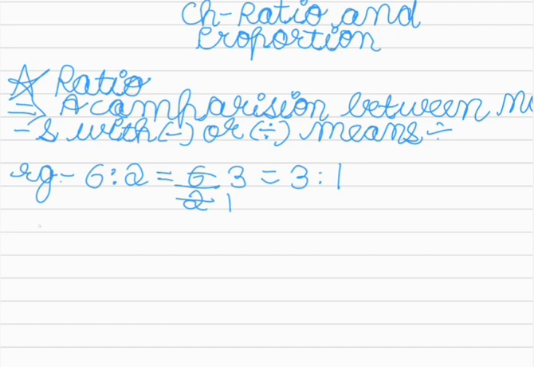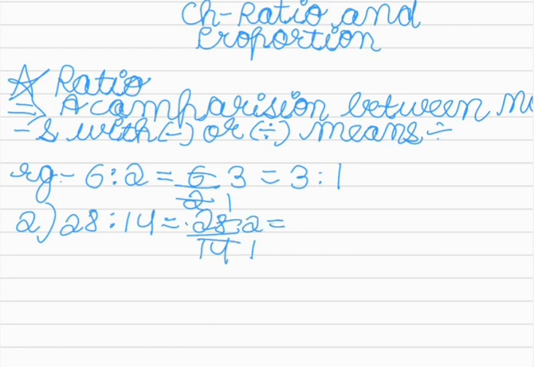And I am giving you another example. Convert it into the simplest form. 28 is to 14. Convert it into the simplest form. I will give you 5 seconds. 1, 2, 3, 4, 5. So let's do 28 divided by 14. 14 1s are 14, 14 2s are 28. So the answer is 2 is to 1.